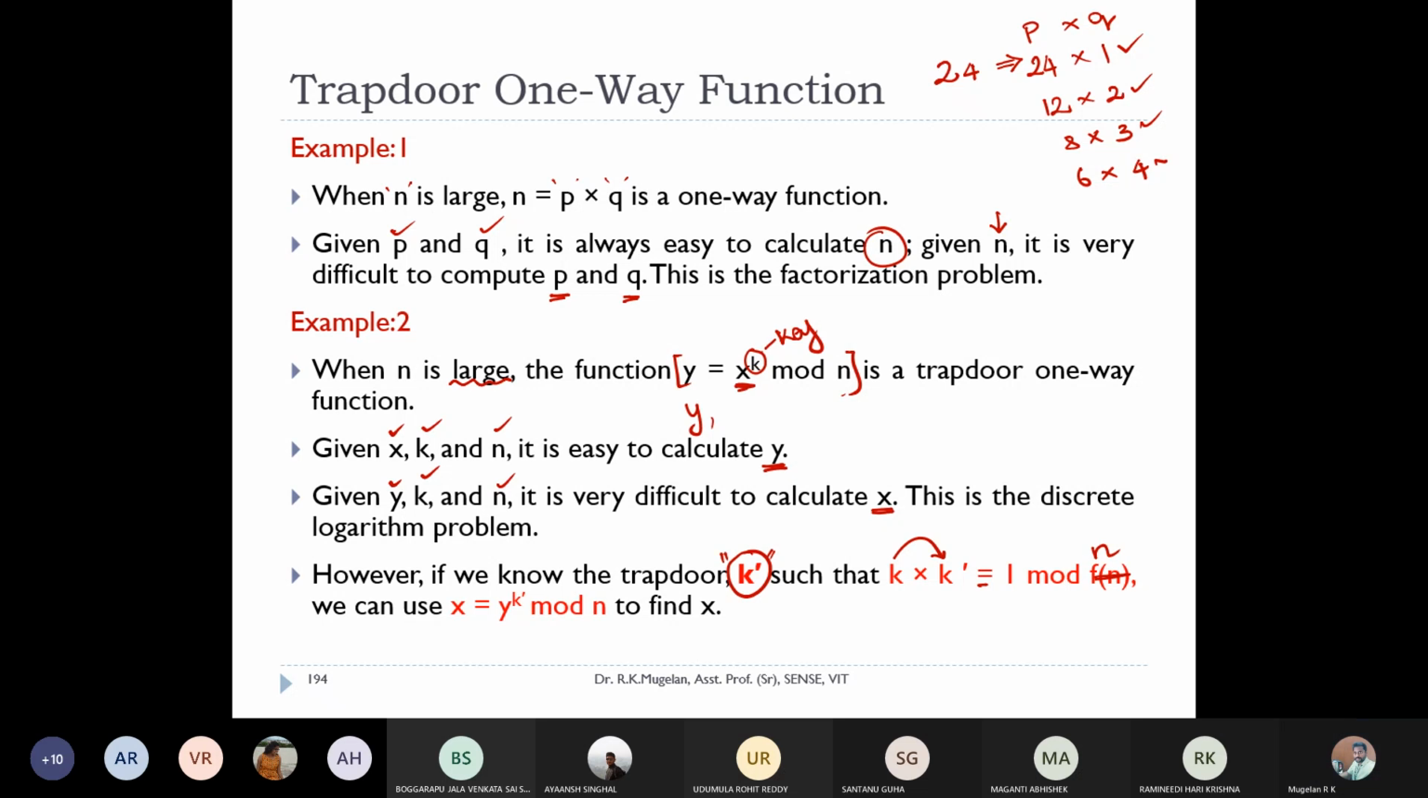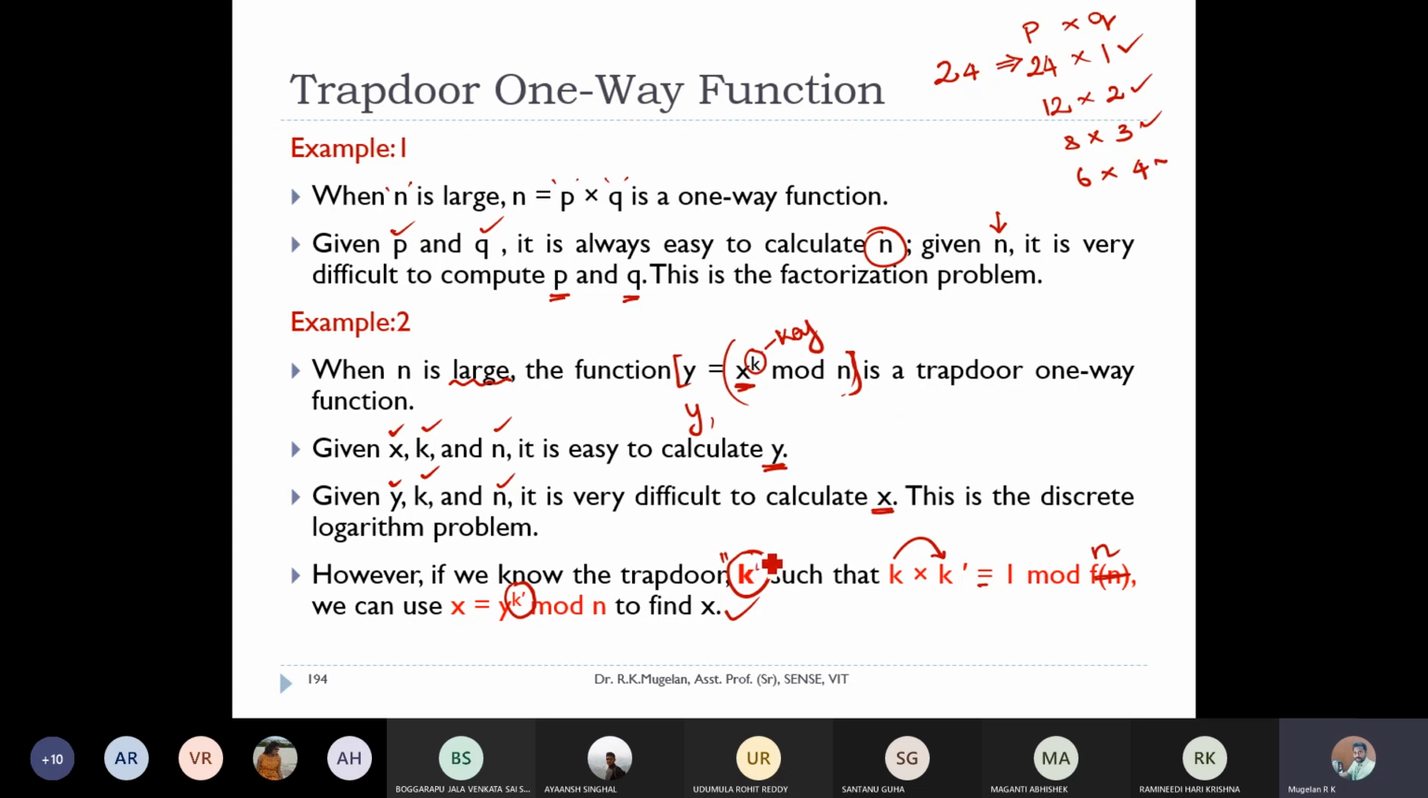Yes. So both are multiplicative inverses of each other. So I can directly use the same function, but instead of k, if I use k dash, I can easily get my x here. So this is a trapdoor one-way function. Without the trapdoor, it is just a one-way function. Here k dash is the trapdoor.